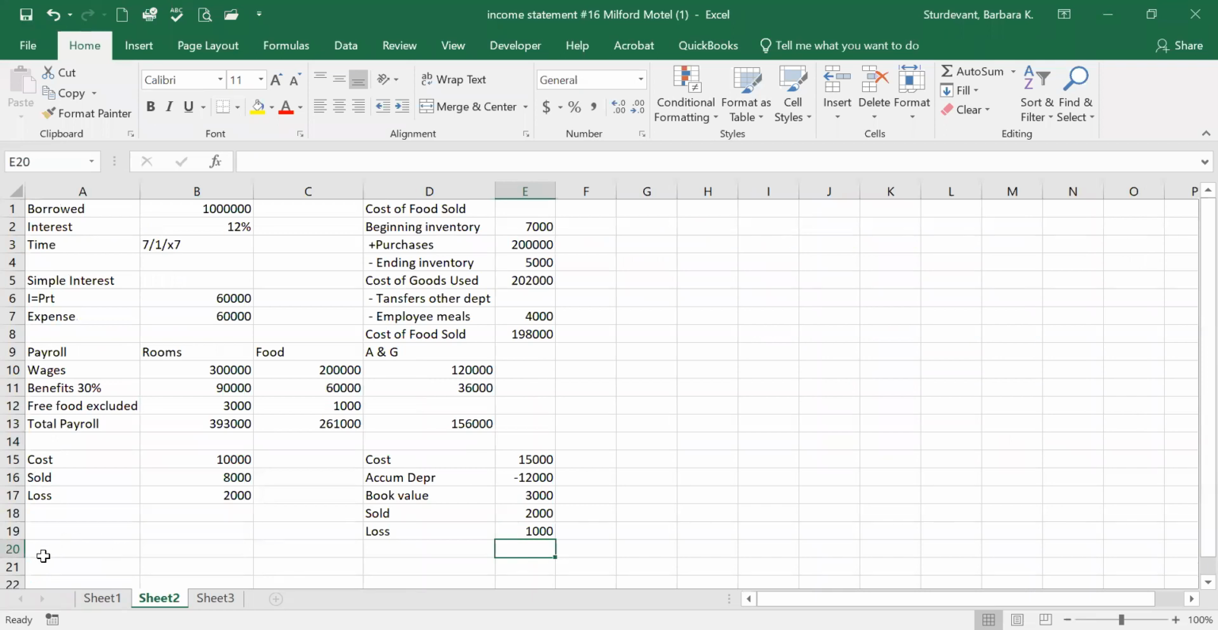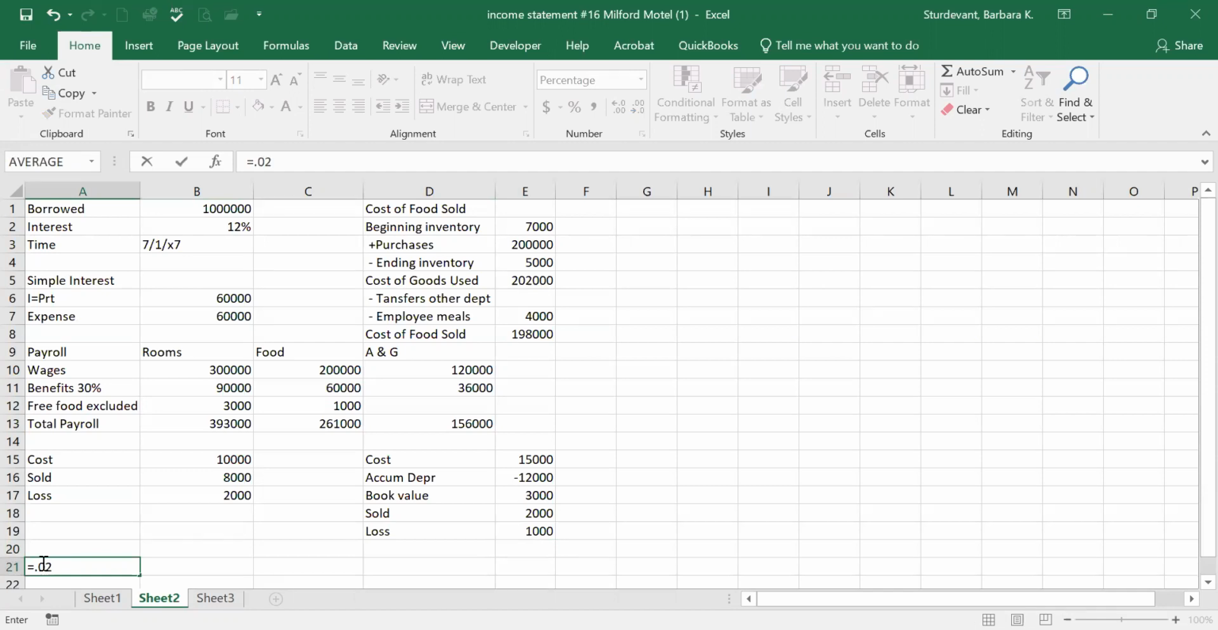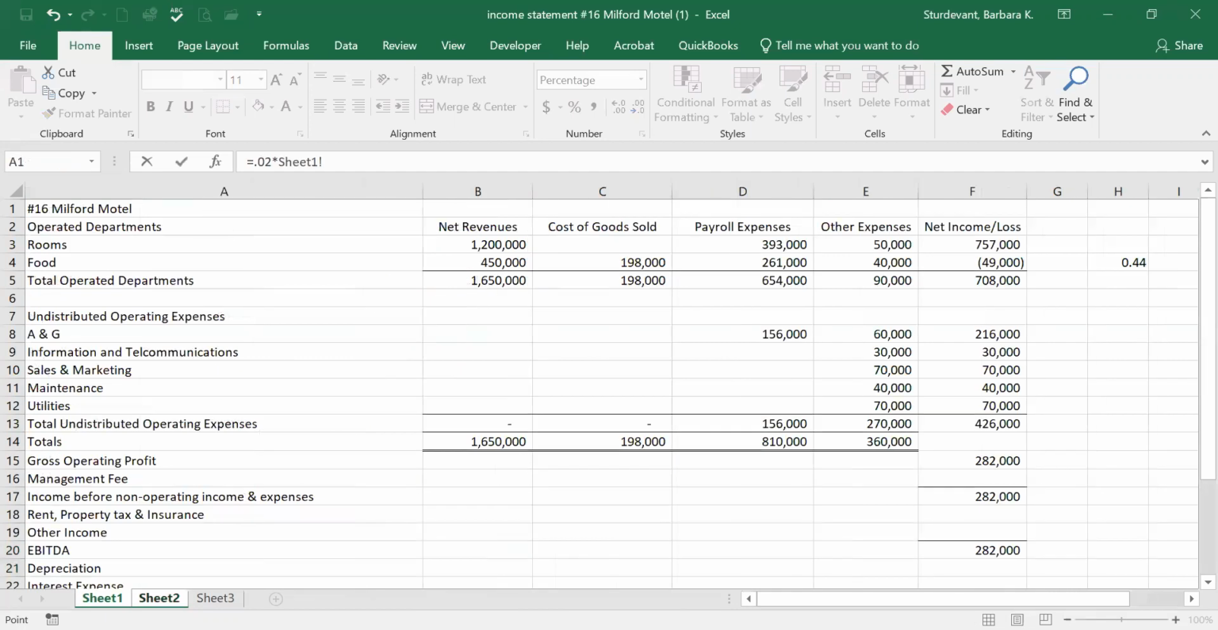So this management fee is 2% of net room sales. What were your net room sales? Look on the thing we just did. What are your net room sales? What are net room sales? It's right here, right? Okay, that's our net room sales. So it's 2% of that.